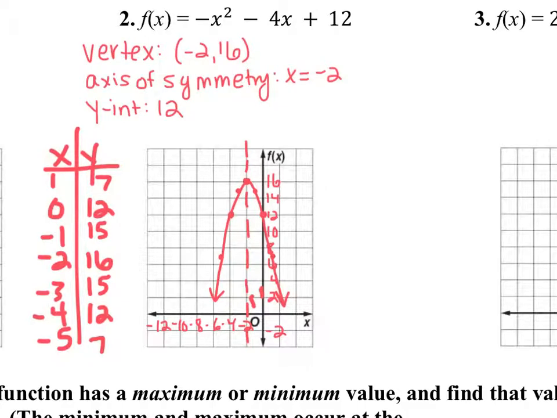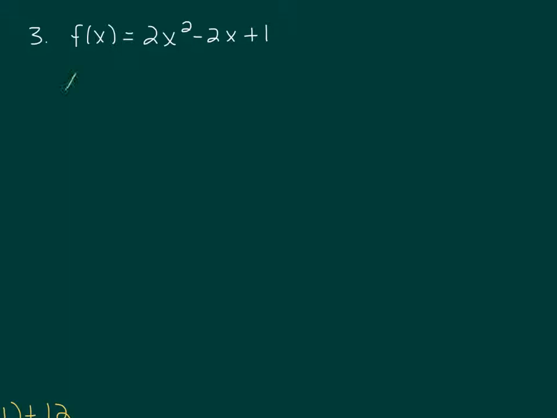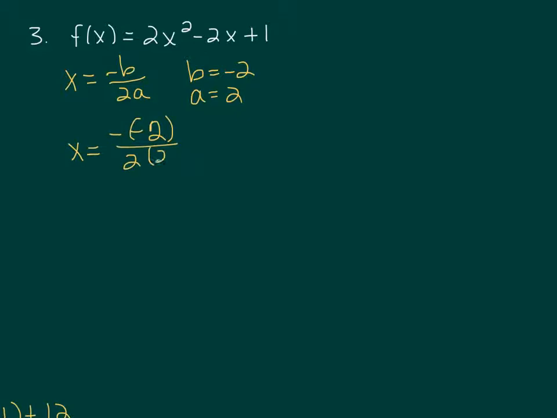One more to graph here. 2x squared minus 2x plus 1. First thing, find the vertex, negative b over 2a. b is negative 2. a is 2. So x equals negative of a negative 2 over 2 times 2. So that's positive 2 over 4, which reduces to 1/2. So 1/2, that's our axis of symmetry. X equals 1/2. Now let's find the y value of the vertex by plugging in the x value of the vertex.